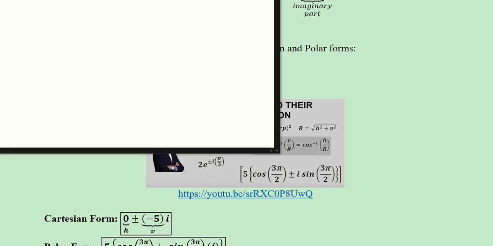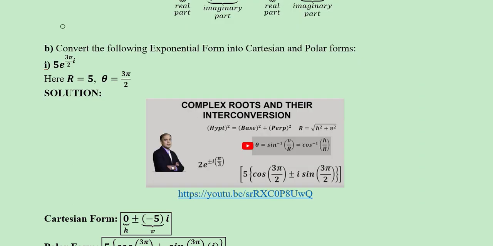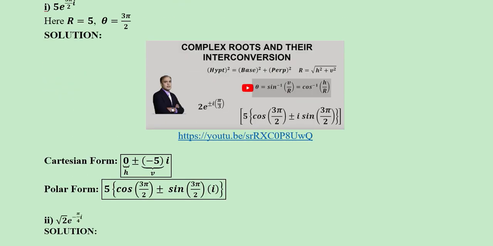Now we come to the second part of the second question. Here we are required to convert the given exponential form into Cartesian and polar forms. This is the first part that we need to solve. We know the values of r and theta can be extracted from here. Now this is the solution that we have.